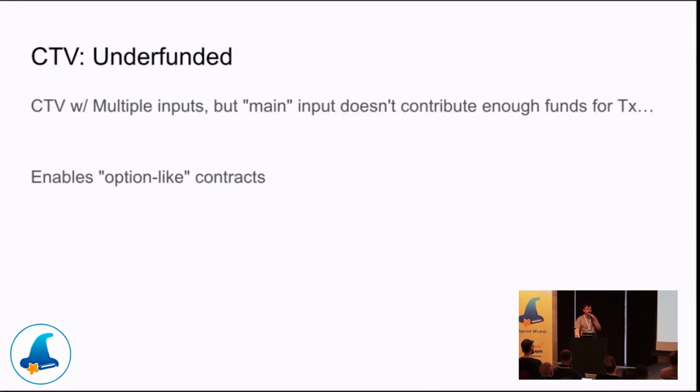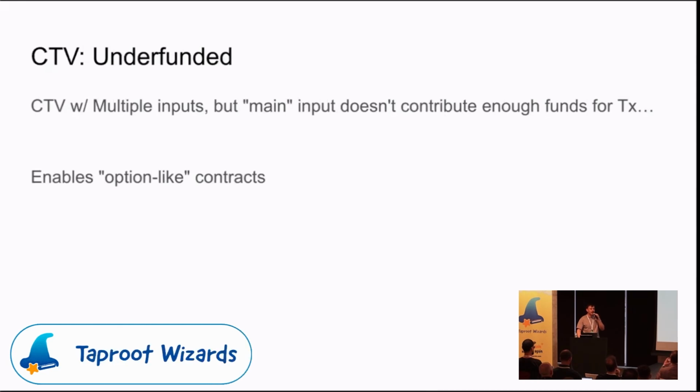All right. So another trick that you can use with CTV is you can have a CTV with multiple inputs, and you can underpay in the main output of how much funds you're expecting to show up there. This lets you set up like an option contract kind of thing. An example where that might be useful is, let's say you wanted to non-interactively set up a channel, but you wanted your peer to also contribute funds into that channel. You could set it up as an underfunded CTV, and somebody could show up with funds later to fully fund the construction of that channel.